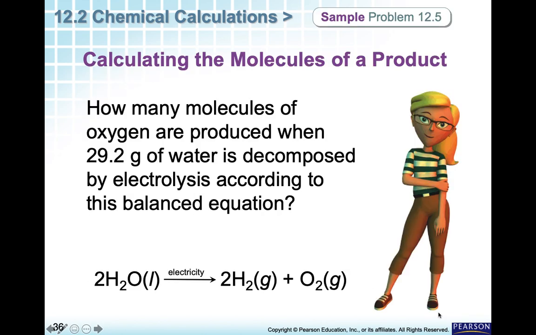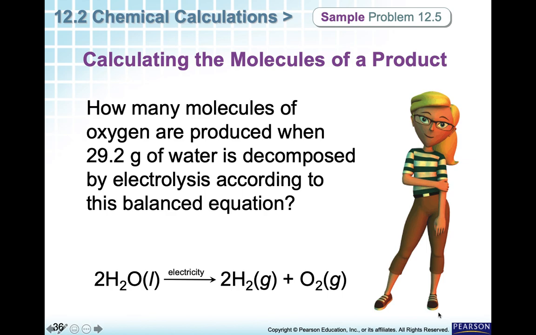So, I'm going to go through a couple of problems now, and these are also in your book, but I'd like you to attempt to work them out. So I would like you to pause at this point, or actually maybe after the next slide or two, and then you can work it out and see if you get the same answer I do, or that they do. So how many molecules of oxygen are produced when 29.2 grams of water is decomposed by electrolysis according to the balanced equation below? So we are given that we have 29.2 grams of water.